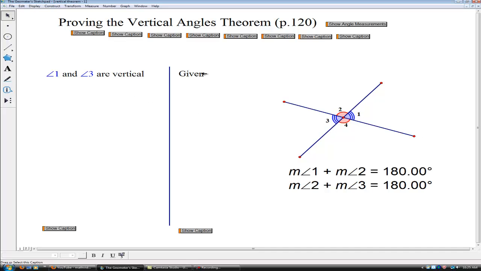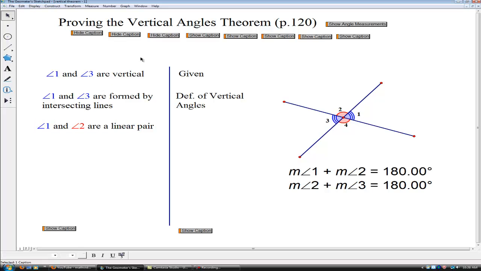So here's our given. Angle 1 and angle 3 are vertical. Now, angle 1 and angle 3, formed by intersecting lines, is the definition of vertical angles. And we need to state that they're formed by lines so that we can use what we know about linear pairs. So our next step is that 1 and 2 are a linear pair. That's our definition of linear pair. That's why stating previously that 1 and 3 are formed by intersecting lines was important.